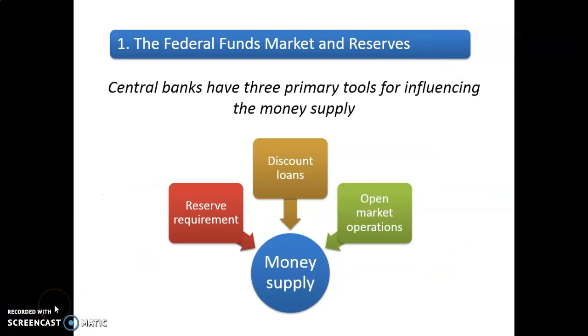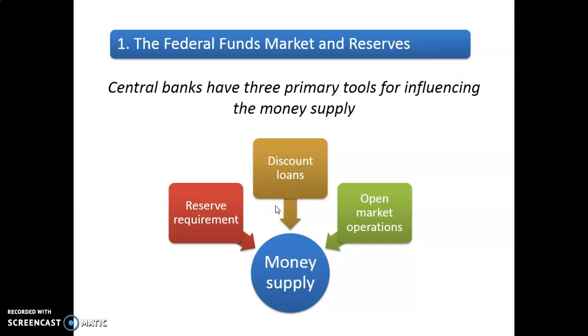There are three primary tools that the central banks have for influencing the money supply. The first is the reserve requirement, and as we've learned, that's the amount of money banks are required to have in reserve. Currently in the U.S., it's generally 10%. So to increase the money supply, you decrease the reserve requirement, and to decrease the money supply, you increase the reserve requirement. Second tool is discount loans.